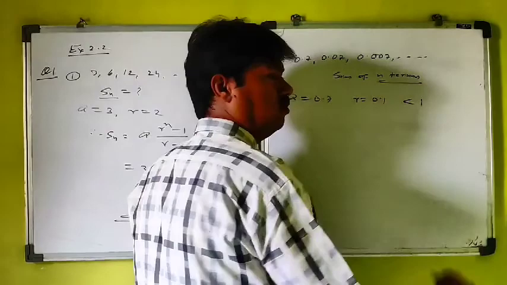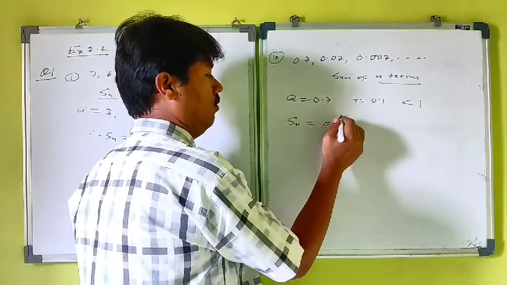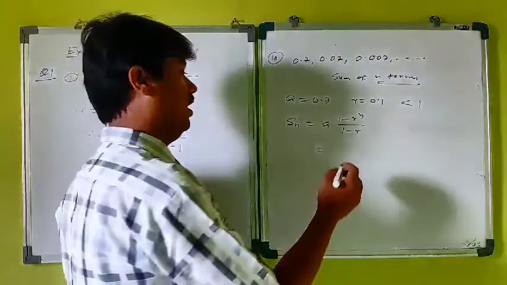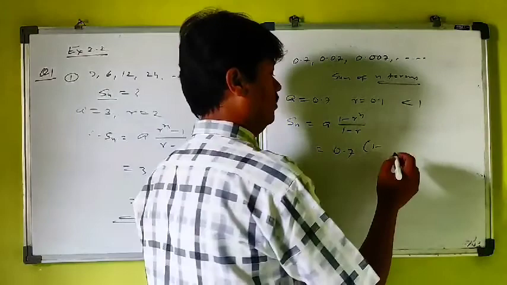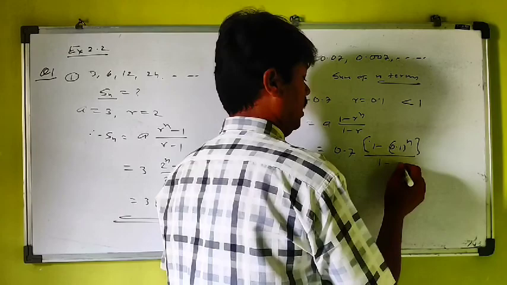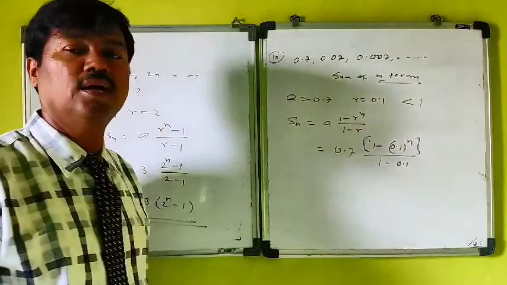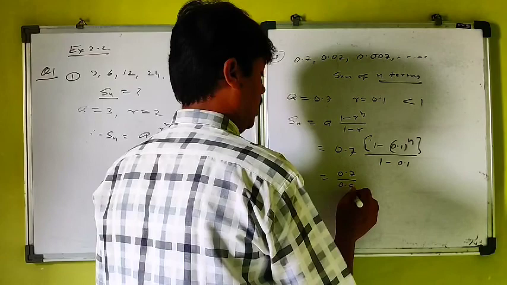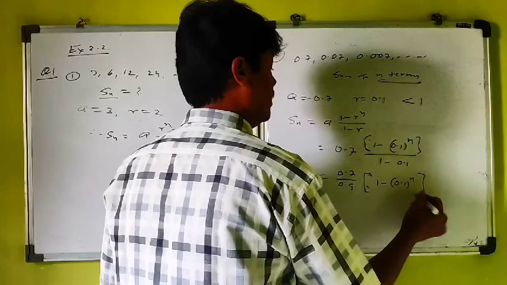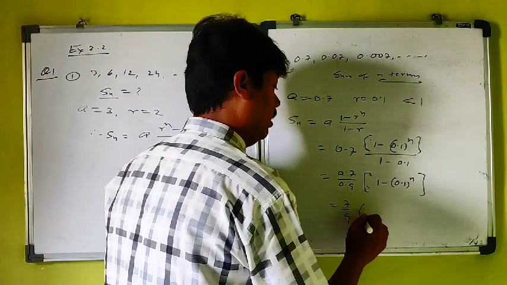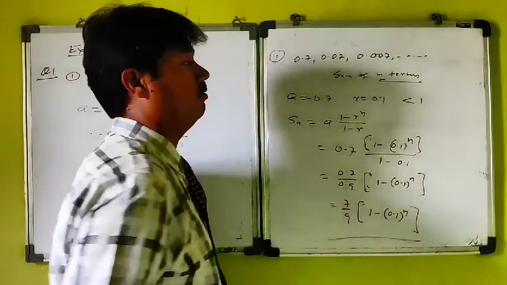So here the sum of n terms is given by Sn equals A(1 minus R^n) upon (1 minus R). We will use this formula. A has the value 0.7 as it is, (1 minus 0.1 raised to n) upon (1 minus 0.1). What is 1 minus 0.1? It is 0.9. So it is 0.7 upon 0.9, (1 minus 0.1 raised to n). Now 0.1 can be written as 1 upon 10. So you can keep the answer like this, 7 upon 9 (1 minus 0.1 raised to n), or you can write 0.1 as 1 upon 10. That is also okay. So this is the answer for this sum.